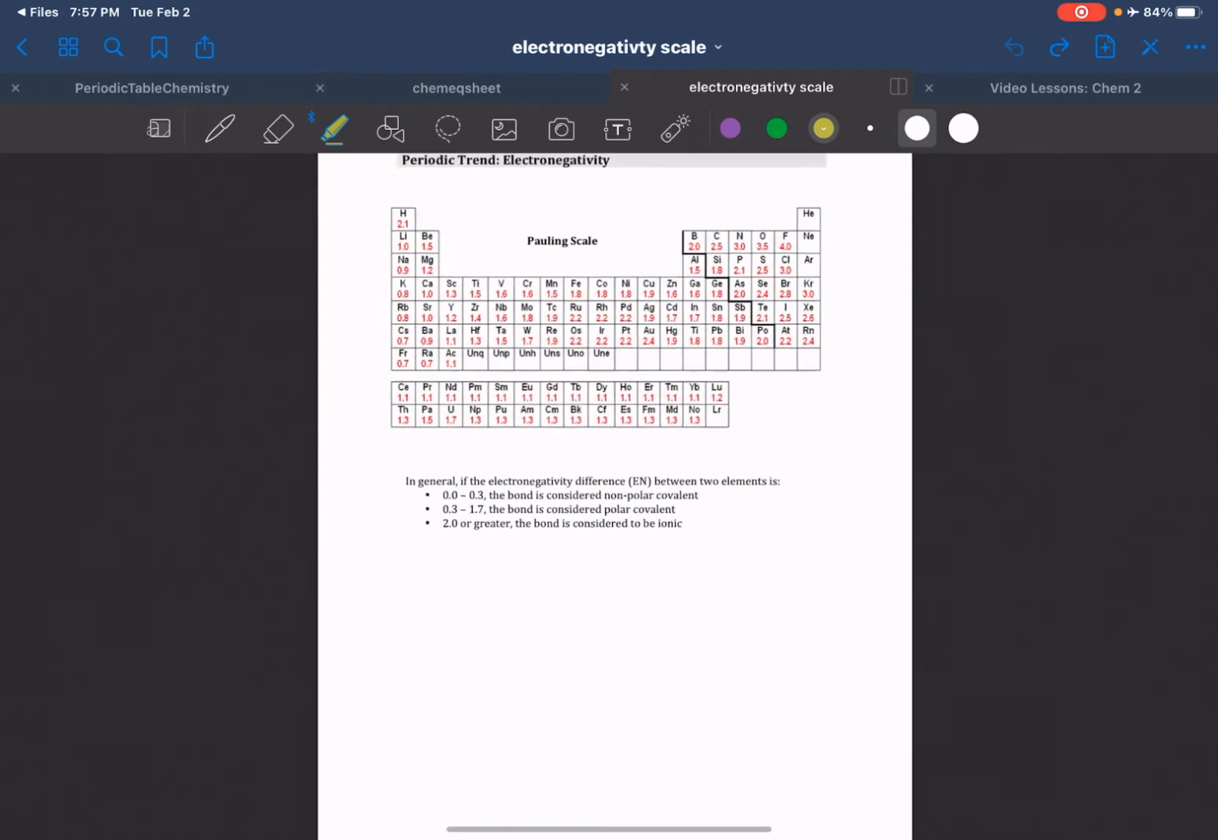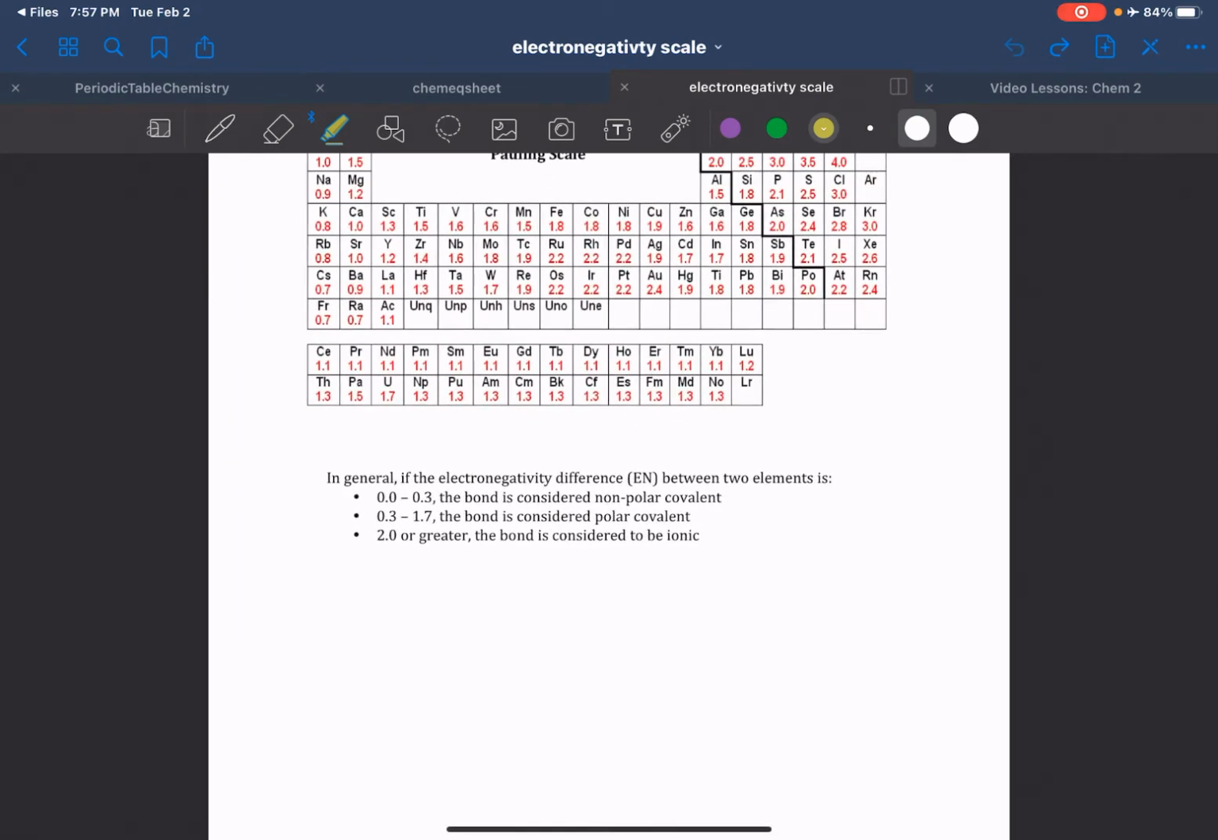Typically, if the difference in electronegativity between two atoms in a bond is 0.3 or less, it's identified as nonpolar. There's really not much of a pull more so in one direction. It's pretty evenly dispersed, so we're going to say it's nonpolar.